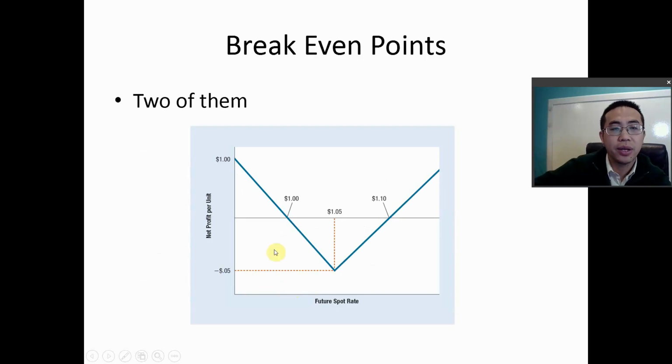And how do you solve for the break even? You will see in this chart there are 2 break even points. Once again, the break even gives a 0 profit. Right here, this horizontal axis stands for 0 profit. Right here, you get one break even, that is 0 profit. And here's a positive profit, here's a negative profit. And you have another break even point, right here when the spot rate is 1.1.